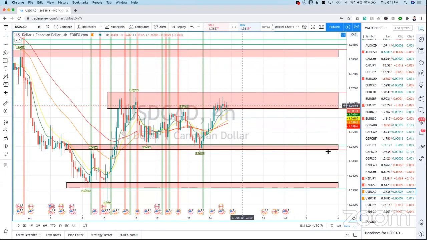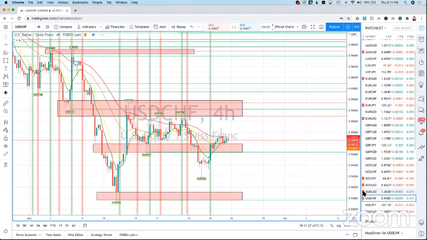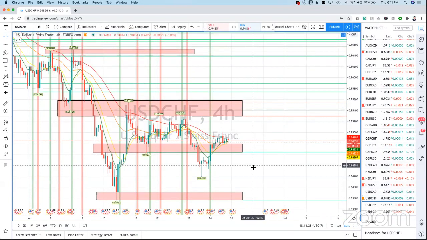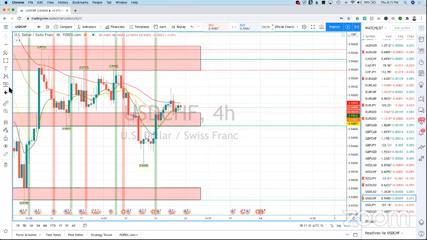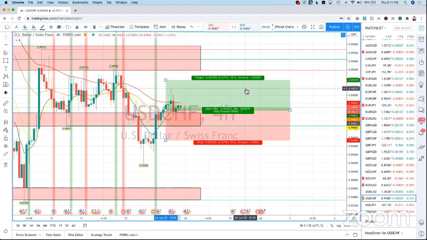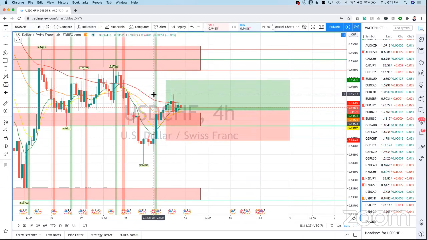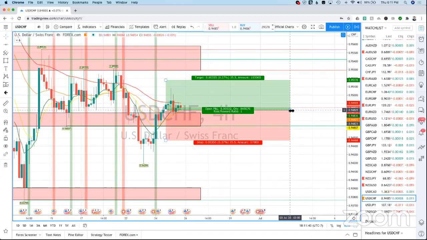USD CAD, it's inside a zone, nothing worth taking there. Uncheck that. There was an entry here for USD CHF. I went over this with Aaron, but it just didn't look like a strong trade. It looks like it would have hit TP1 somewhere around here. But yeah, it's pulling back down, so it's not really a good trade.